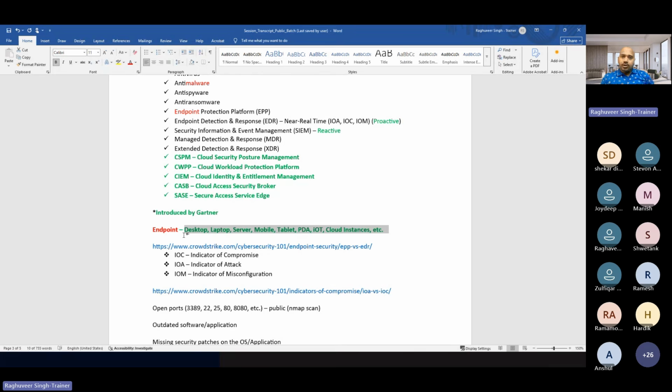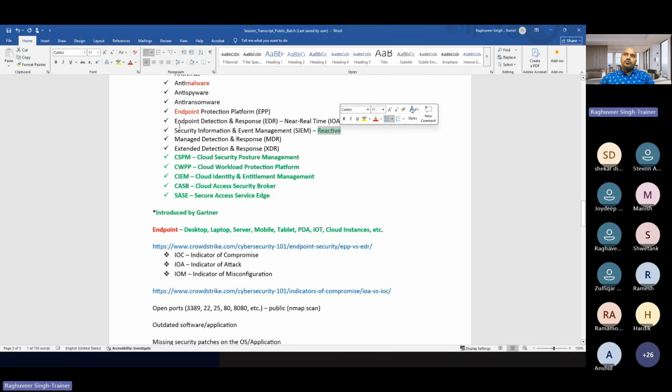So for CrowdStrike or for any EDR solution, the endpoints would constitute only these devices: desktop, laptop, server, mobile phones, tablet, PDA, iPad, IoT devices, and cloud instances or cloud virtual servers. These are the endpoints. Okay. Then, this is your endpoint security solution. Now here I have written proactive and then I've written reactive.